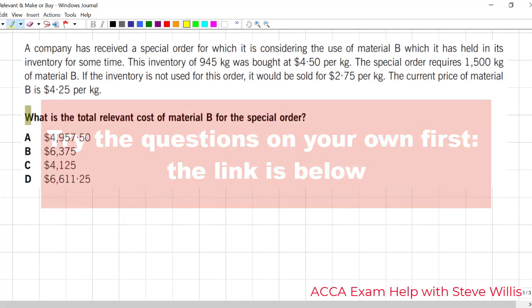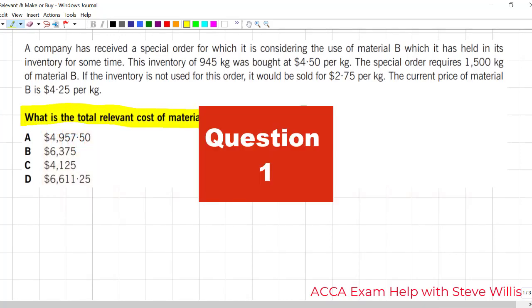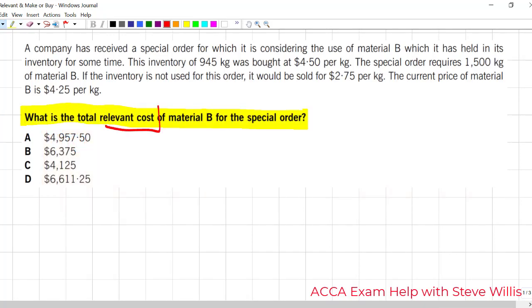We start by reading the requirement. What is the total relevant cost? Important keyword. We know we are in decision making. We're talking about material, so we know that we have to follow the decision tree. Is the material in stock? Is it in regular use? If not, is there an opportunity cost?